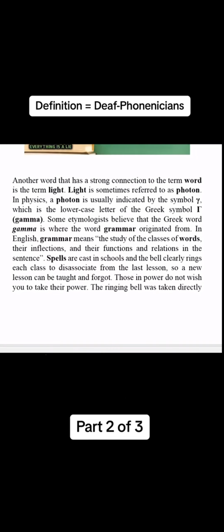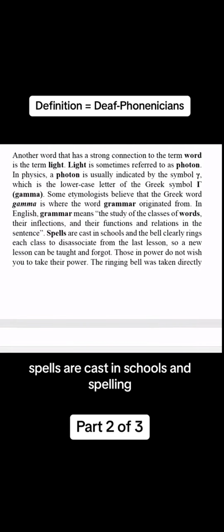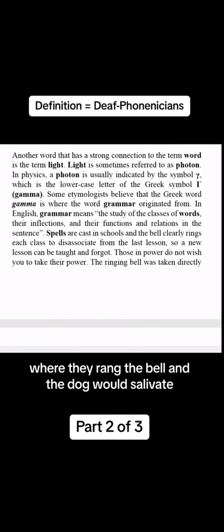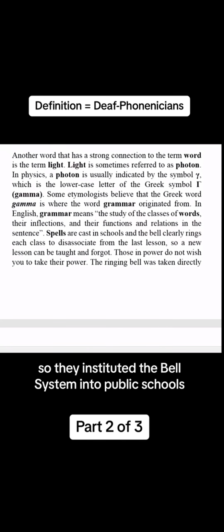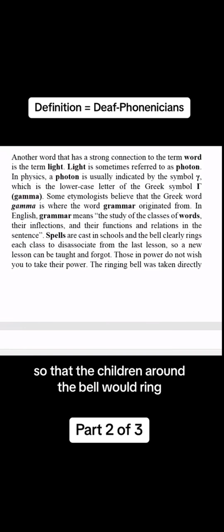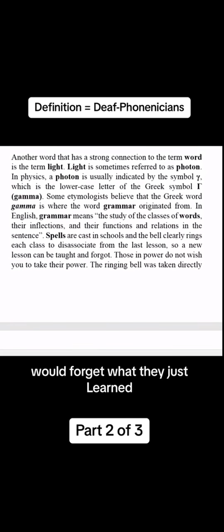Spells are cast in schools and spelling, and the bell rings at each class to disassociate from the last lesson. This comes from Pavlov's dog theory, where they rang the bell and the dog would salivate. So they instituted the bell system into public schools and most schools so that the children, when the bell would ring, would forget what they just learned.